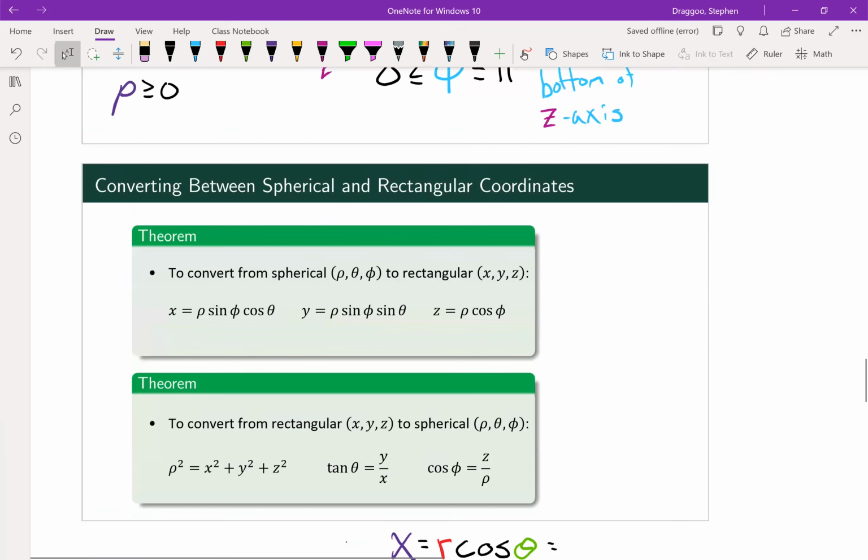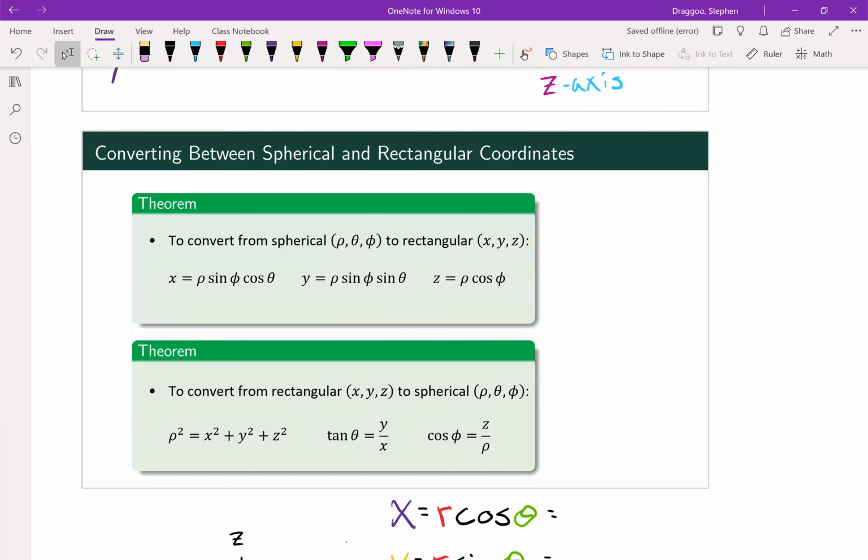Okay, and then converting between spherical and rectangular coordinates, we have some equations that are relatively similar to the cylindrical coordinate equations. So we still have x being related to cosine of theta and y being related to sine of theta, and z does not depend on theta at all, just like it did in cylindrical coordinates. But now each of our points in spherical coordinates are going to depend on phi. So we'll see that phi shows up in all 3 coordinates, all 3 components.